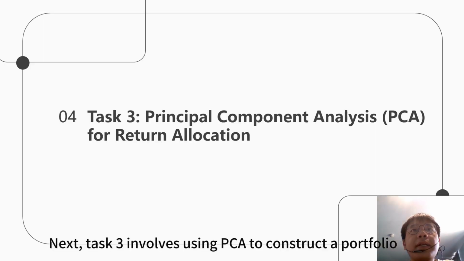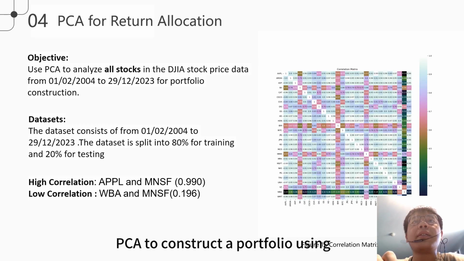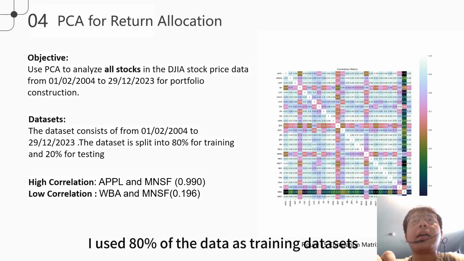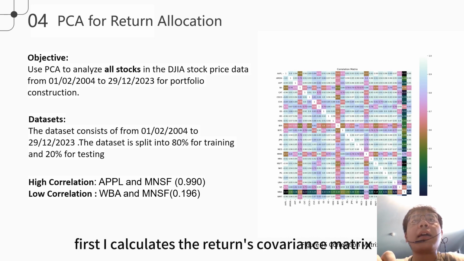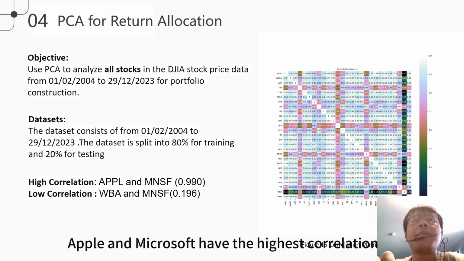Next, Task 3 involves using PCA to construct a portfolio. This task aims to use PCA to construct a portfolio using all stocks from February 2004 to December 2023. I use 80% of the data as the training dataset. First, I calculate the returns covariance matrix, which reveals stock correlation. For example, Apple and Microsoft have the highest correlation.